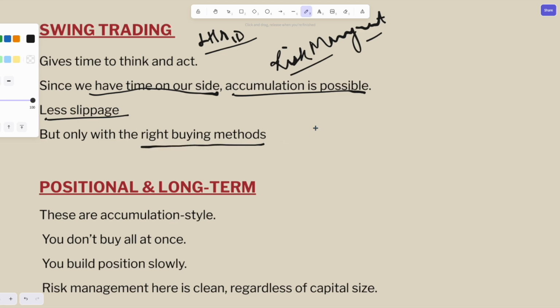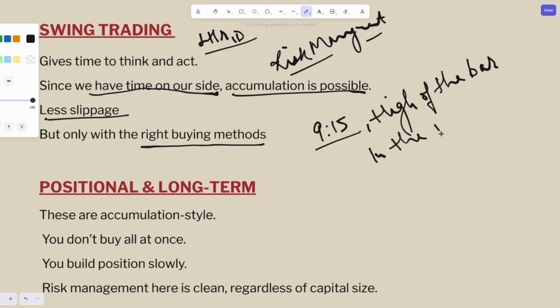If you are a person who's buying right in the morning, around 9:15, or at the high of the bar, or if you are a person who's simply buying in the momentum, these are not the right ways. Now you might be feeling, but sir, I feel all right. Well, look at the capital you are operating on. And I'm here trying to teach you everything because I wish that you go and trade with large capital. Over there, you will see what exactly I'm talking about here.